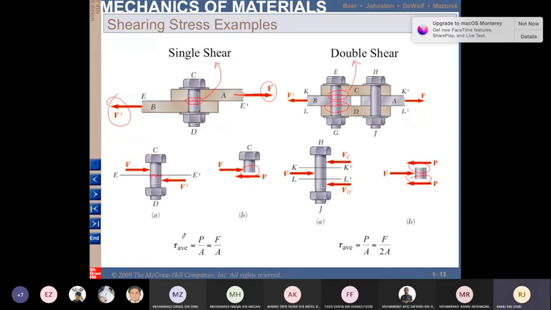So the calculation is still the same. Tau equals F over A. And for this one, tau equals P, or F over 2 area, because it has two areas. So that's why 2A.